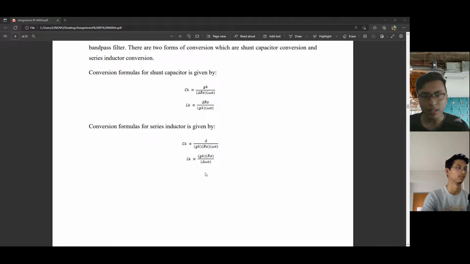Another one, this is for the serial inductor. Ck equal to delta divided by Gk Ro and omega naught. Lk equal to Gk Ro divided by delta omega naught.